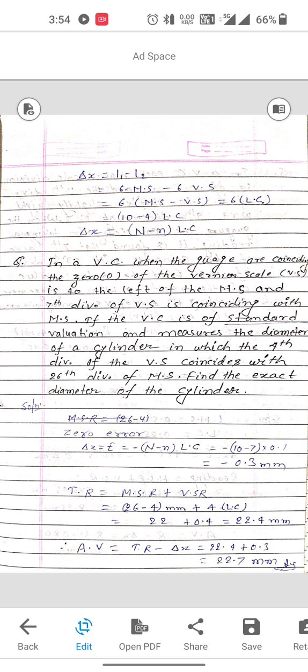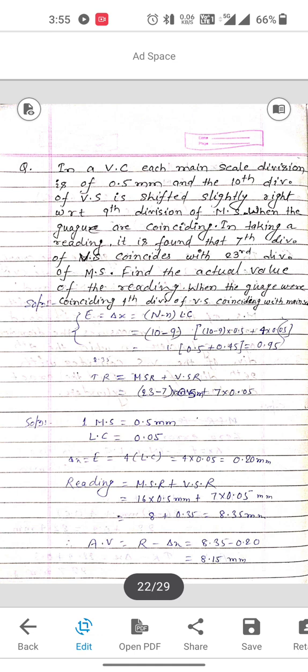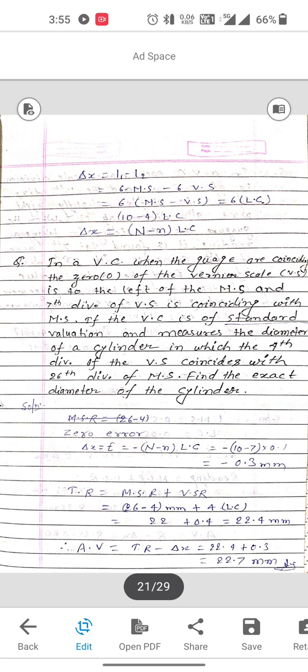The vernier caliper measures the diameter of the cylinder in which the 4th division of the vernier scale is coinciding with 26. 26 minus 4, that will be 22, plus 4 into least count, that will be 0.4, so 22.4. The actual value will be total reading minus delta x, 22.4 minus minus 0.3, that is 22.7. That is the answer.